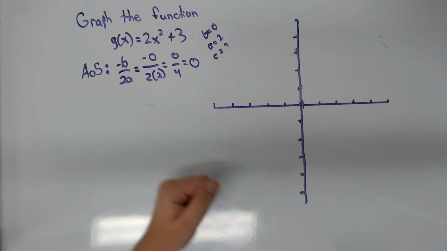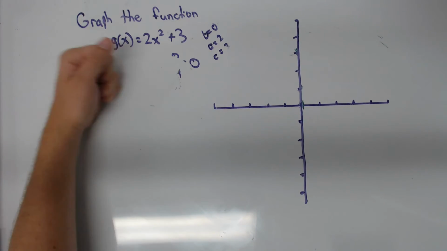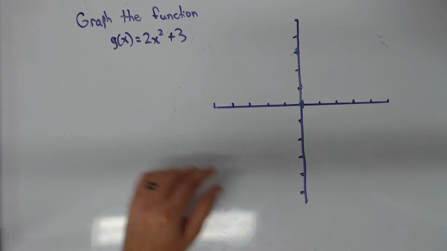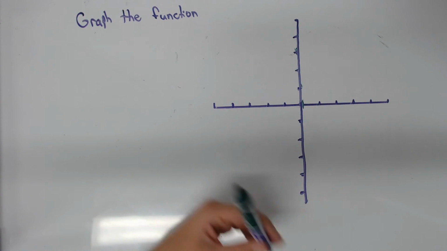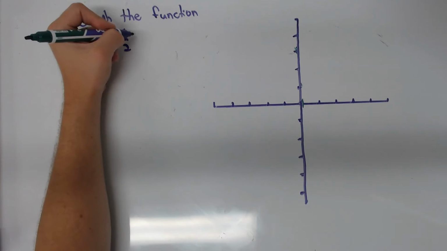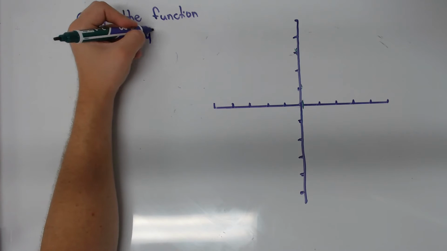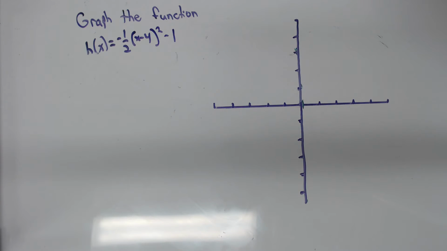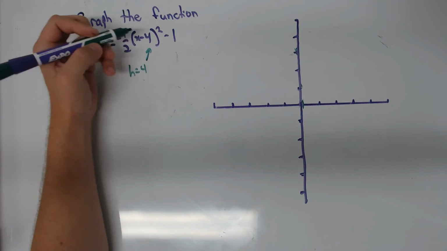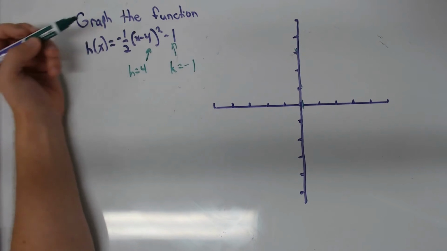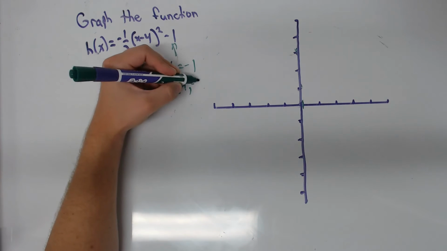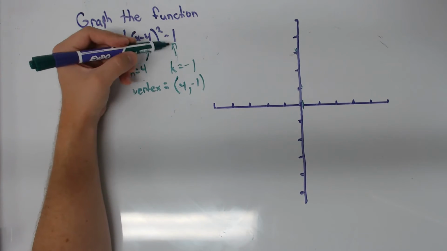Since the next one's vertex form, I don't really need a table. We can still use one if we want to, but this next one honestly should be easier. It's set up well for graphing. So vertex form, my h value is 4, my k value is -1. So that means my vertex is 4, -1. This means right 4, this means down 1.